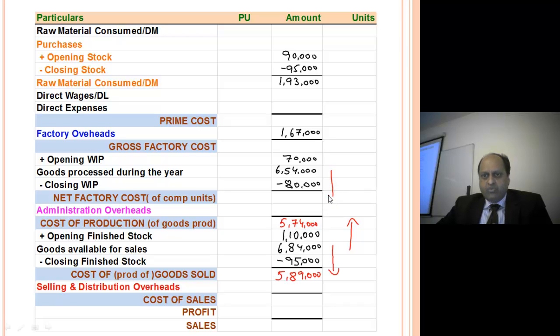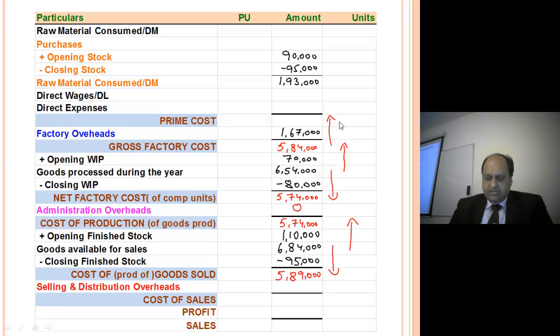Here I will move downward. Aha, this is also 574. This means in this particular question, my administration overheads are 0. Now this time I'll move upward. And what will I do? From 6,54,000, I will deduct 70,000 and obtain the figure of rupees 5,84,000. I'll further move in upward direction.